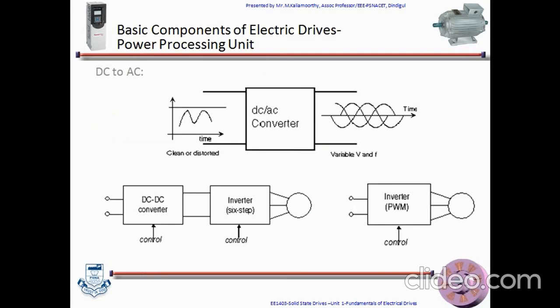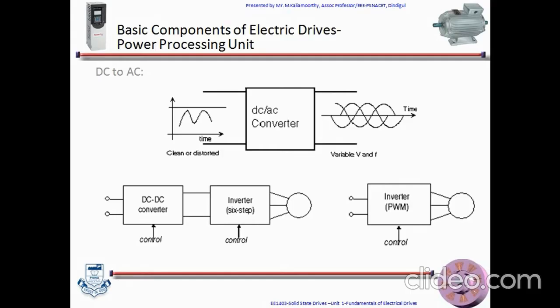Now let us see a part of the power processing unit which is generally a DC to AC converter. The DC to AC converter is generally used when the input supply available at the site is a DC supply and the output voltage required by the motor is generally an AC motor. So the DC supply may be a clean DC supply or a distorted DC supply.